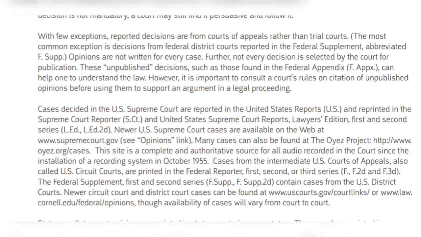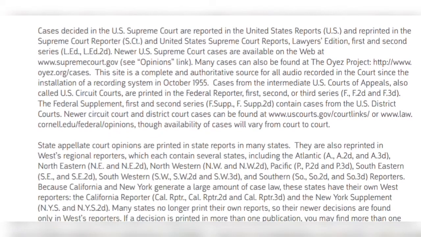Unpublished decisions, such as those found in the Federal Appendix, can help one to understand the law. Cases decided in the U.S. Supreme Court are reported in the United States Reports and reprinted in the Supreme Court Reporter. Many cases can also be found at the Oyez Project.